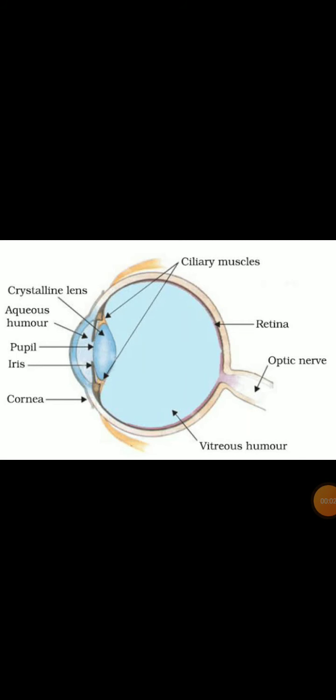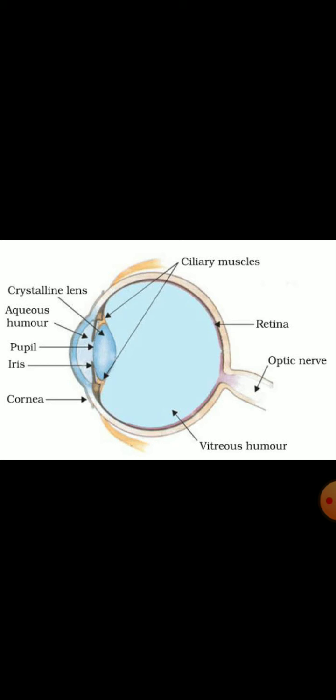Now let us learn about power of accommodation. For learning this, first let us see about the eye lens and the ciliary muscles. The eye lens is composed of a fibrous, jelly-like material. Its curvature can be modified to some extent by the ciliary muscles. The eye lens, which we call the crystalline lens, is composed of fibrous and jelly-like material.